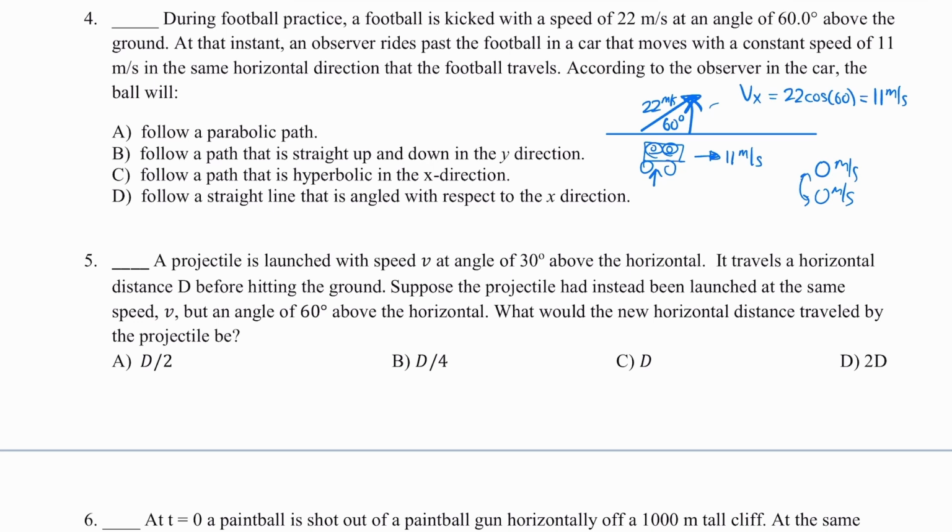Therefore, the observer will not see a parabolic path. The observer is just going to see a football going straight up and then straight down. Follow a path that is straight up and down in the y direction. That's exactly it. It's not going to follow a hyperbolic path in the x direction, and it's not going to follow a straight line that is angled with respect to the x direction. No. B would be our correct answer here.